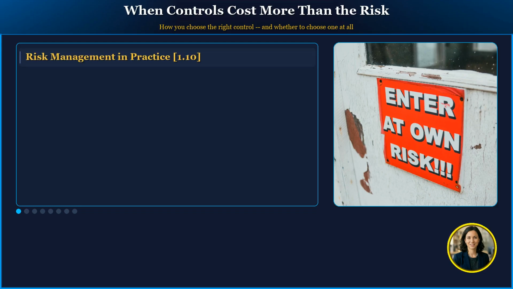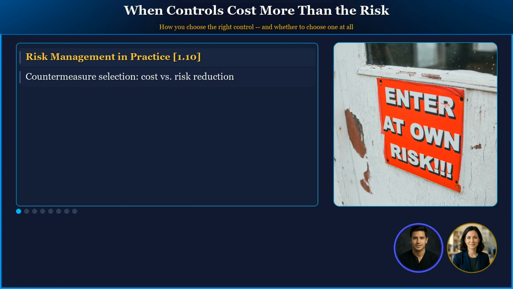Here is the question that trips up a lot of CISSP candidates. You have identified a risk and calculated the annualized loss expectancy. Now someone says, implement a control. But how do you know which control to choose? And how do you know whether to implement one at all? That decision gap is exactly what today is about.